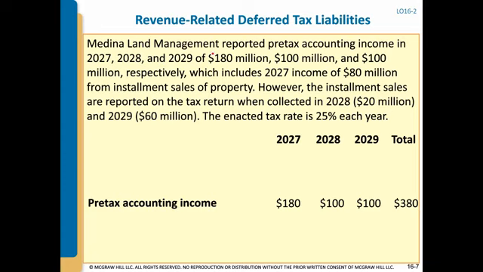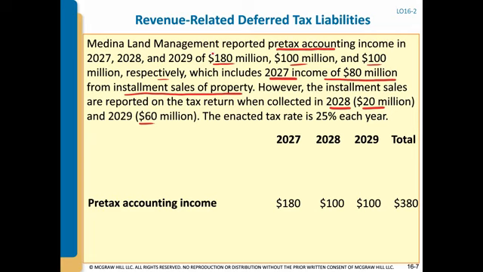Let's go through an example. Medina Land Management reported pre-tax accounting income in 2027, 2028, and 2029 of $180 million, $100 million, and $100 million respectively, which includes, in 2027, income of $80 million from installment sales of property. However, the installment sales are reported on a tax return when collected. They collected $20 million in 2028, and $60 million in 2029. The enacted tax rate is 25% each year.